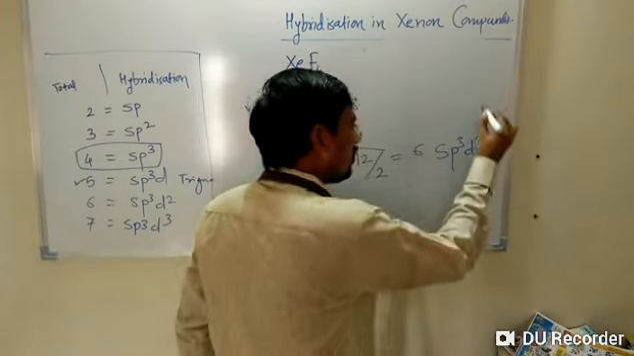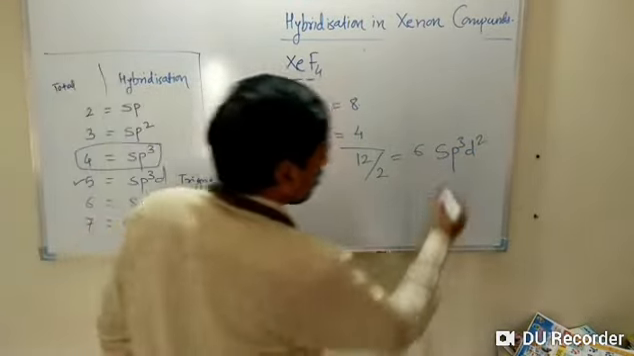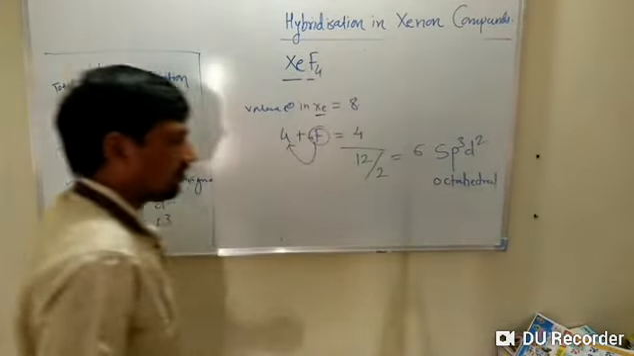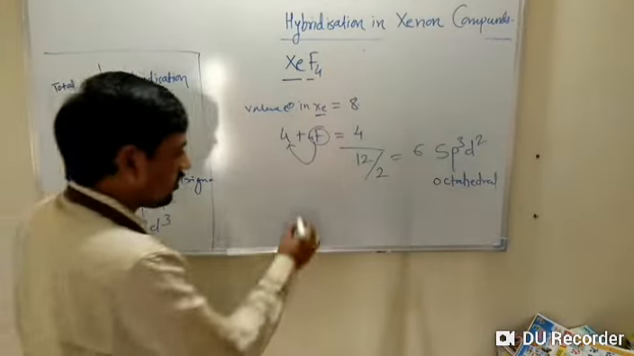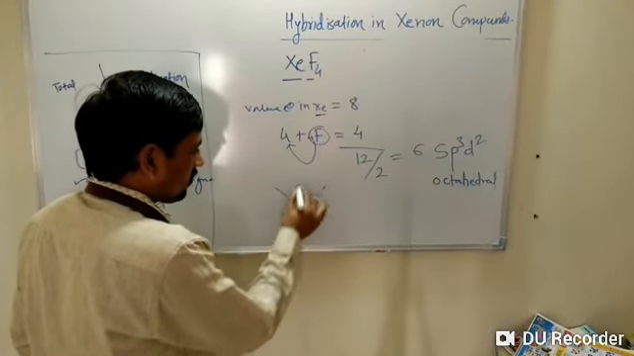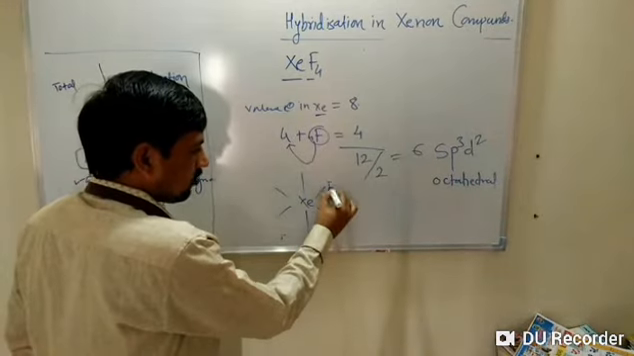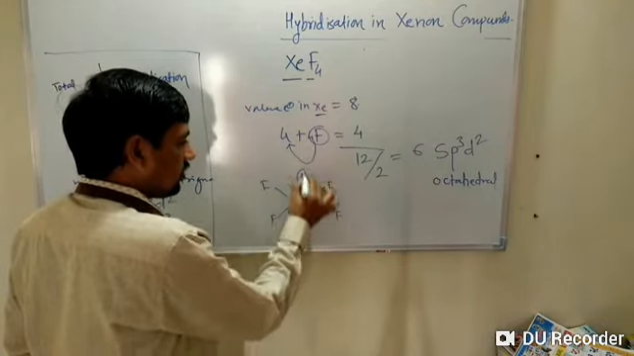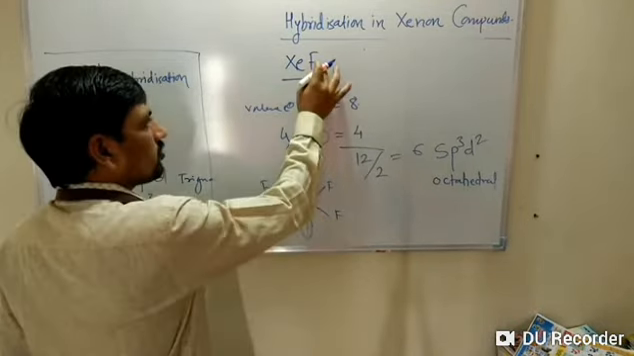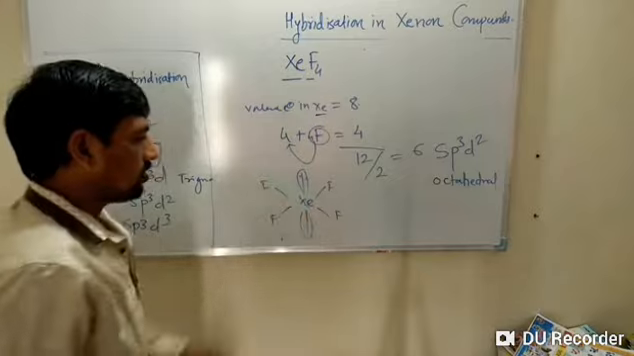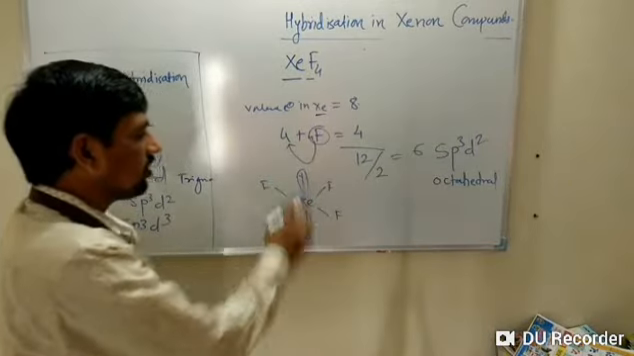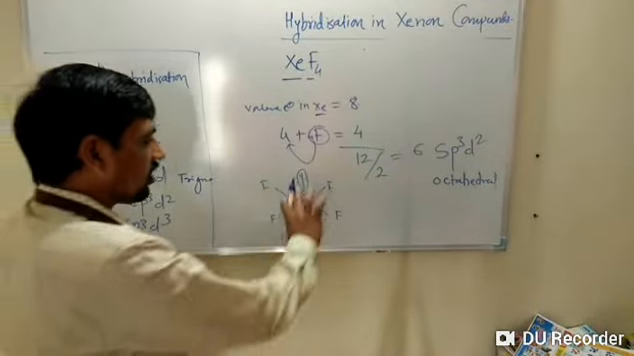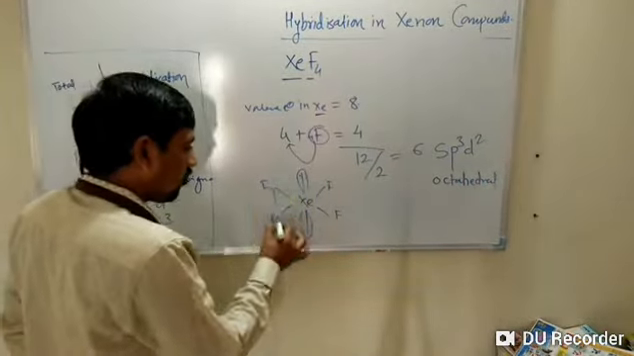sp3d2 is the hybridization. On the basis of sp3d2, the geometry should be octahedral. There are a total of 4 fluorine atoms at equatorial positions, and the remaining electron pairs are lone pairs. Then there are a total of 2 lone pairs and 4 bond pairs.